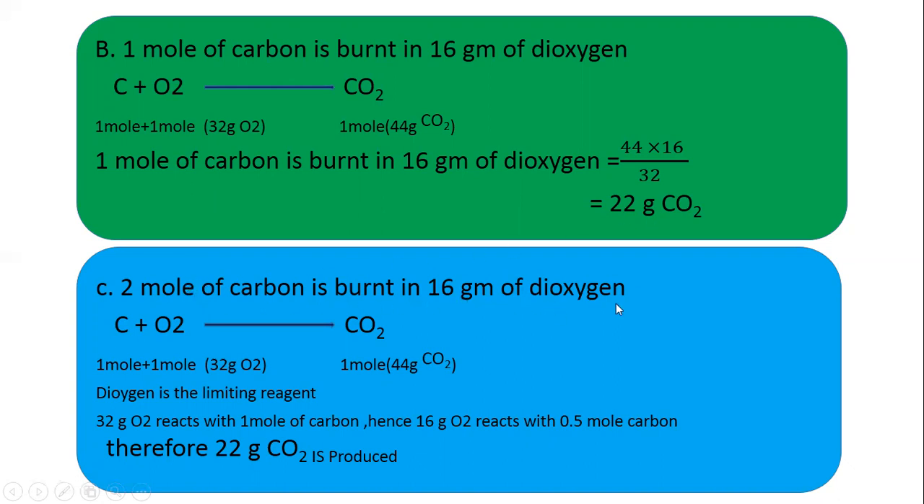Next, 2 mole of carbon is burnt in 16 gram of dioxygen. अब यहाँ कार्बन के मोल हम 2 करेंगे, पर जो इक्वेशन है वो है 1 मोल प्लस 1 इक्वल टू 1 मोल CO2. अब डायऑक्सिजन इज द लिमिटिंग रीजेंट यहाँ पे, ठीक है. तो 32 ग्राम जब ऑक्सीजन रिएक्ट करती है 1 मोल से, तो 16 ग्राम ऑफ ऑक्सीजन रिएक्ट करेगी 0.5 मोल से. तो 0.5 मोल कार्बन से जब वो रिएक्शन होगी तो कार्बन डाइऑक्साइड भी 0.5 मोल हो जाएगी. दैट इज इक्वल टू 22 ग्राम ऑफ CO2 इज प्रोड्यूस्ड.